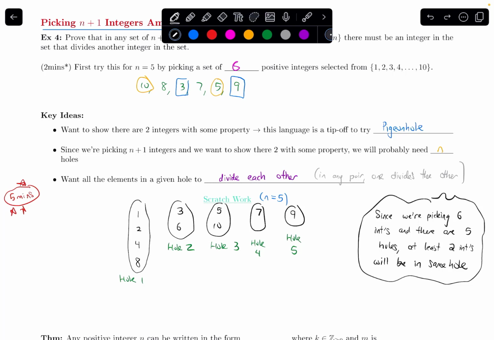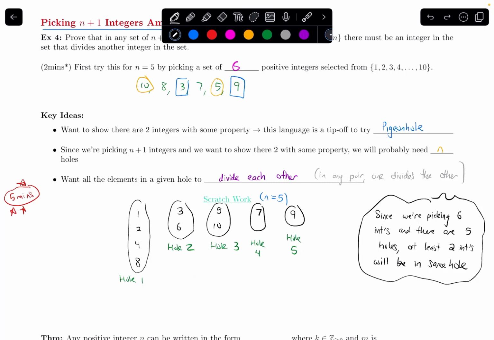Another thing that we might notice is, well, there's no way for these 2 things to be in hole 4 or hole 5, which is totally fine for us. Like, that doesn't hurt our argument in any way. That just means, well, it would have to be in hole 1, 2, or 3, but whichever hole that they're in, they're going to do it for us. One will divide the other. Okay, so we have the key idea.